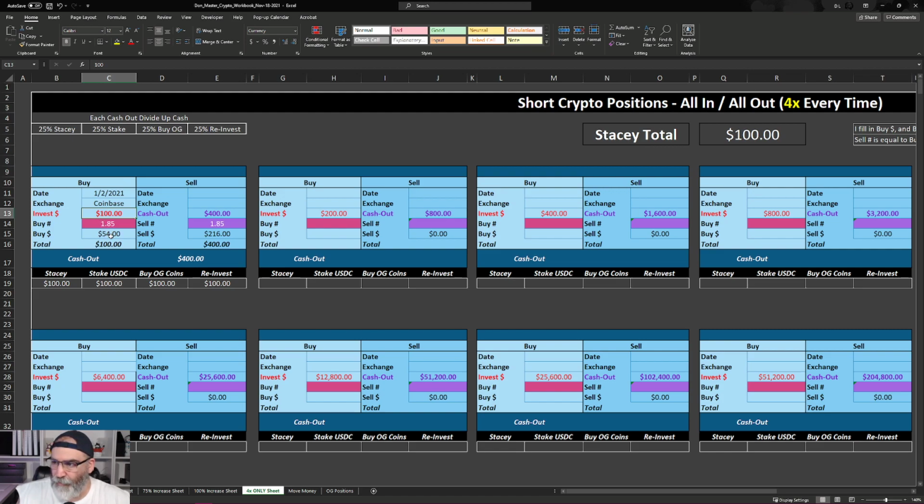The price of the token is $54. So I need to buy 1.85 tokens to make it so that I only spend $100. So it matched up perfectly. It did the calculation for you up here.